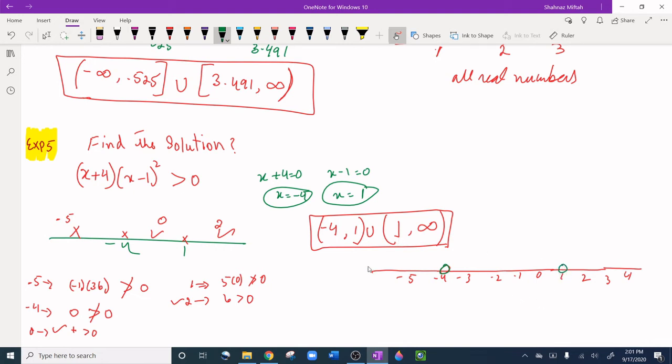There you go. So negative infinity doesn't work, but from -4 to 1 works. So from -4 to 1, I'm going to make a line right there. Between -4 and 1 it works. From 1 to infinity it works, so this is 1, and I'm going to go all the way to infinity. This is what the graph of example number 5 looks like. Whatever works, you draw a line there. Whatever doesn't work, you don't do anything there.